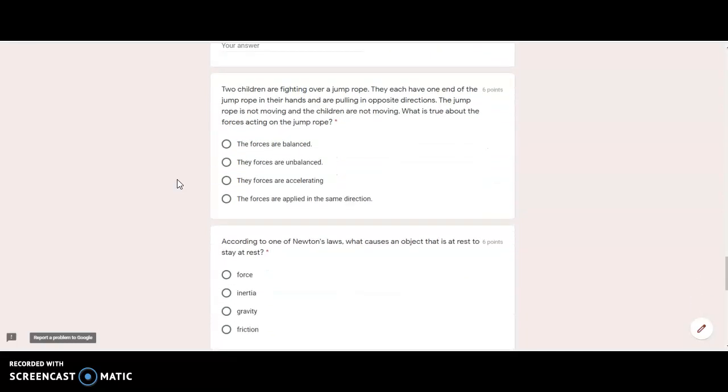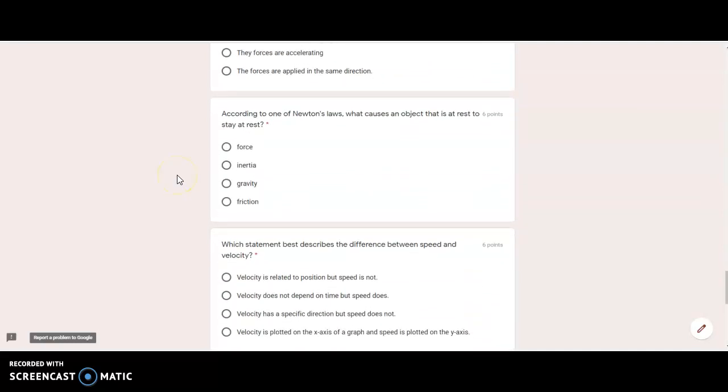Next question. 2 children are fighting over a jump rope. They each have one end of the jump rope in their hands and are pulling in opposite directions. The jump rope is not moving and the children are not moving. What is true about the forces acting on the jump rope? The forces are balanced, the forces are unbalanced, the forces are accelerating, or the forces are applied in the same direction.